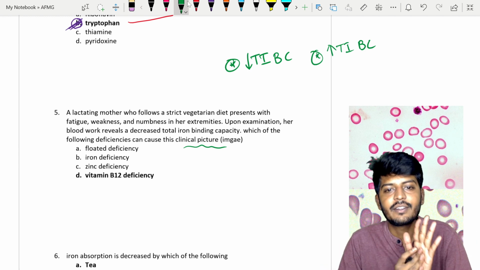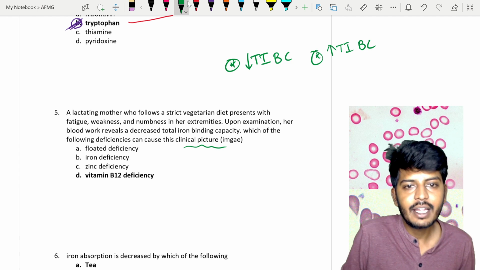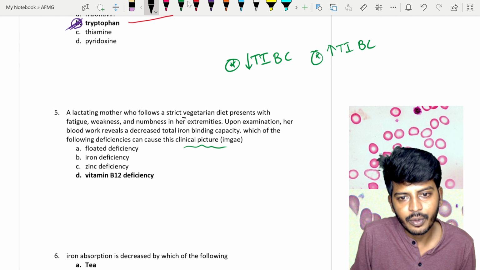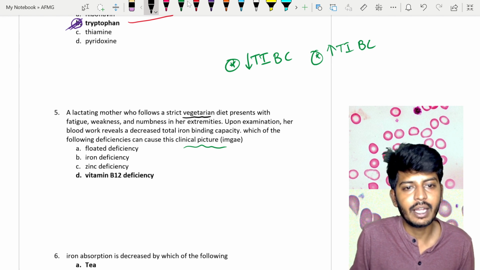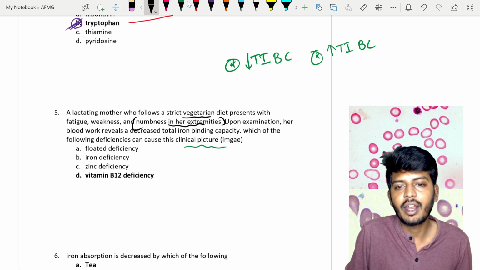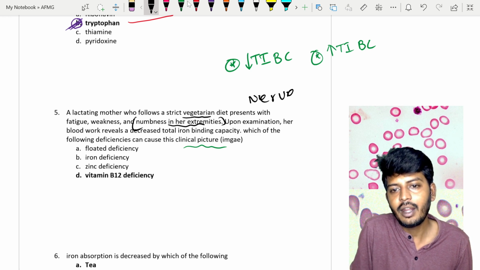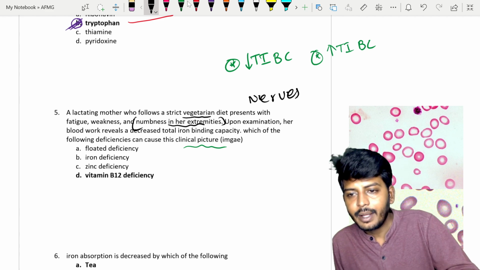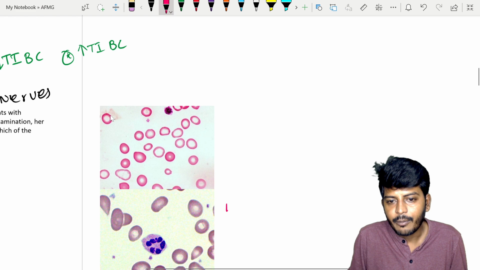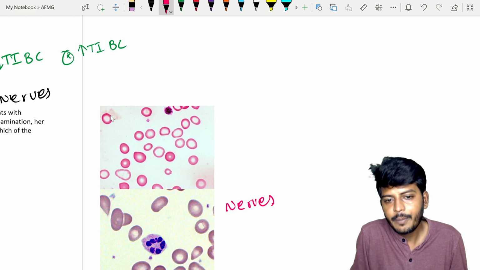Remember, first and most important, if there is a strictly vegetarian diet, and most importantly, weakness, fatigue, and numbness of the extremities, so it is involving the nerves. If nerves are involved, so remember, if they are talking about nervous system symptoms, nerves involved, okay.